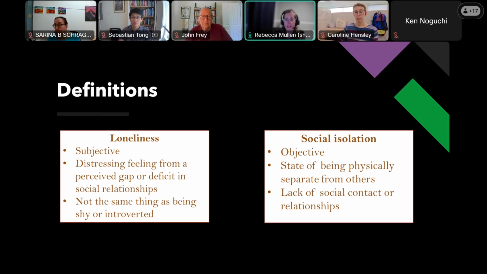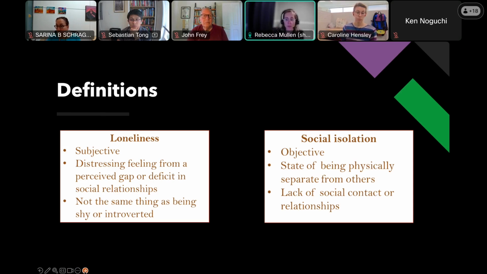Loneliness is a subjective feeling that only you can say if you are experiencing, because it's a distressing sense that you have a gap or deficit in your social relationships. It's not the same thing as being shy or introverted. Social isolation, on the other hand, is objective. It's the state of being physically separated from others, so that lack of social contact or relationships. There's nothing about how the person feels about it; it's more of an objective separation from relationships or others.